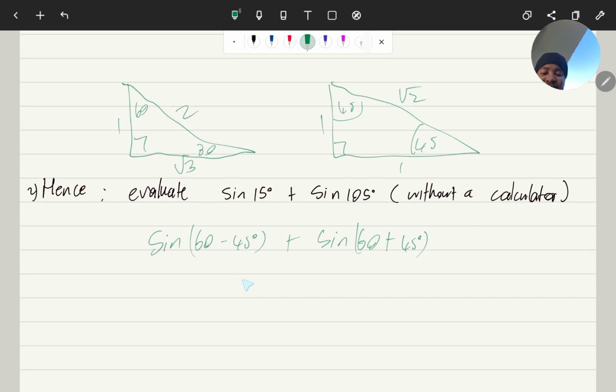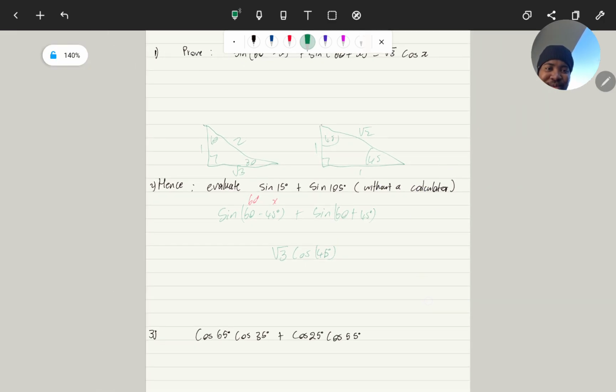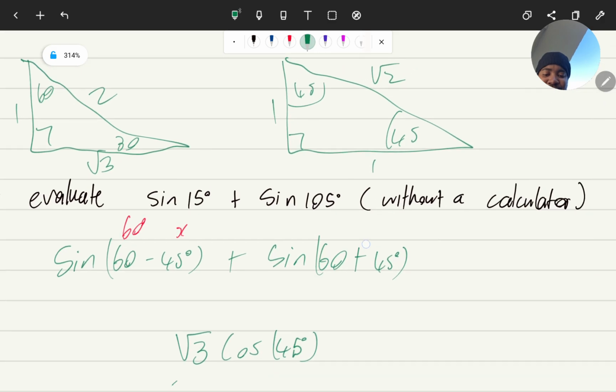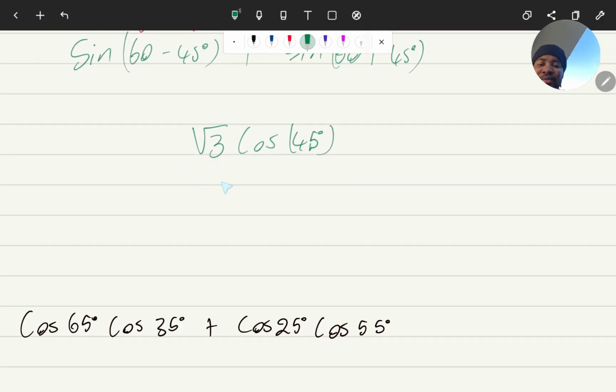So we saw in our working that we have 60 and we have x, so that means we're going to have square root of 3 cos 45 degrees, right? We'll prove that it's square root of 3 cos x, and this is x, so x is 45 in our case. And then cos 45 is 1 over square root of 2, so you have square root of 3 over square root of 2, right?